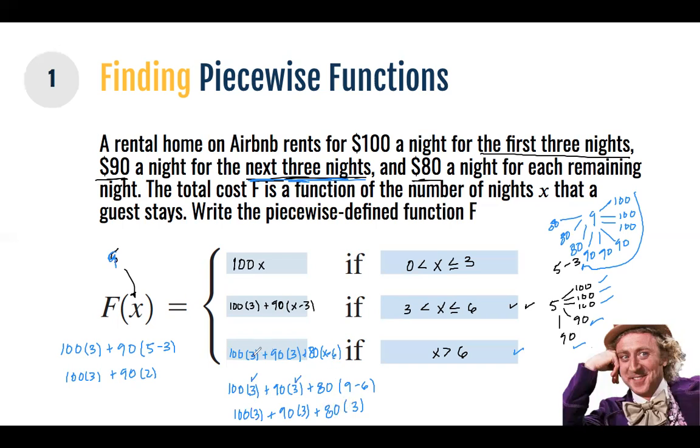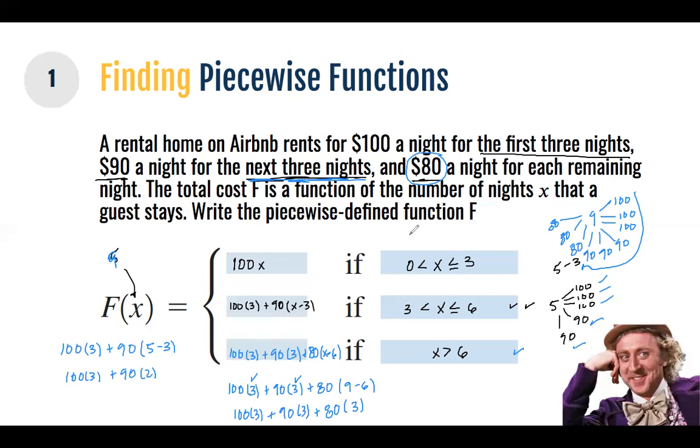So that's why we need to consider where we're at in order to make the calculation. We cannot just jump and calculate all of the nights at the price that we have at the end. We are not just going to do all of the nights at $80, because we have to consider the first 3 nights, the next 3 nights, and everything after that.